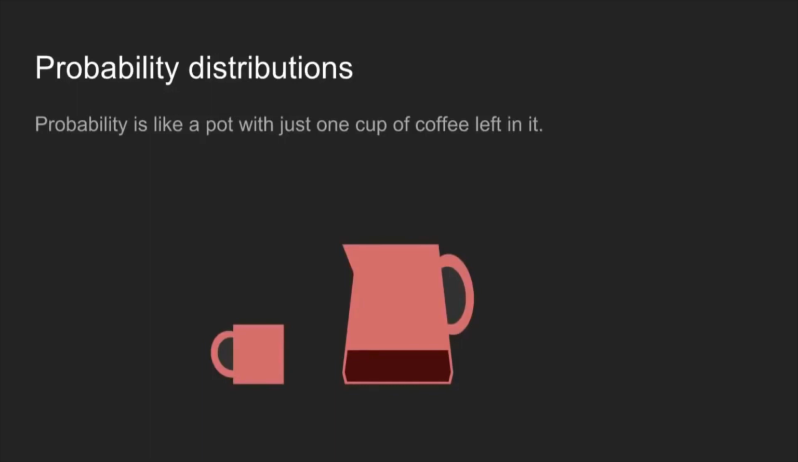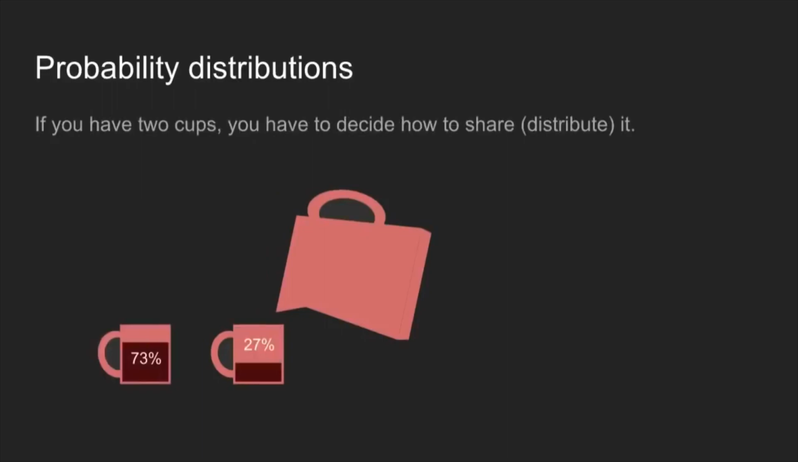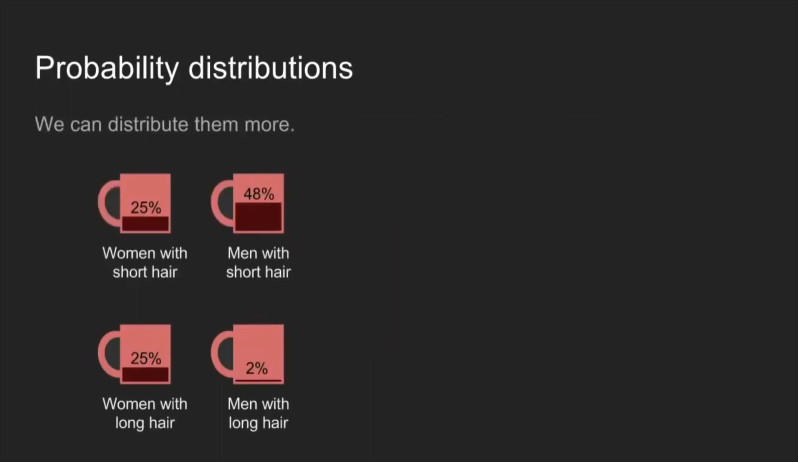You could think of probability like a pot with just 1 cup of coffee in it. If you just have 1 cup to fill up, you can fill it all the way to the top. But if you have more than 1 cup, you have to share it around or distribute it. And you can share it in any proportion you want. So for instance, if we're representing the number of men and women at the movies, we could share it 50-50, but it'll always add up to 100%. We could even share it further into different categories. So here we see the joint probabilities of all of our 4 different categories that we were working with.